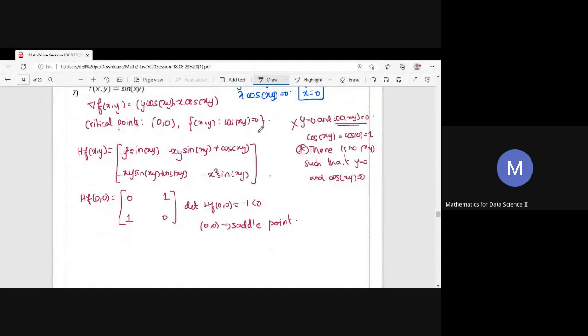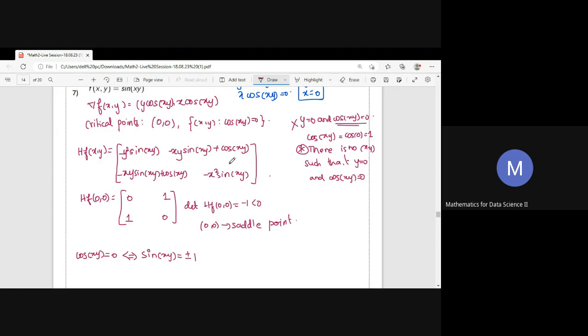cos xy is 0? Okay, now if cos xy is 0, what can you say about sin xy? Because we have to see what happens at those points. Plus or minus 1. If cos xy is 0, you can compare it with your graph. This is a basic trigonometry property. Cos xy is 0 if and only if the corresponding sin xy value is minus 1 or plus 1.